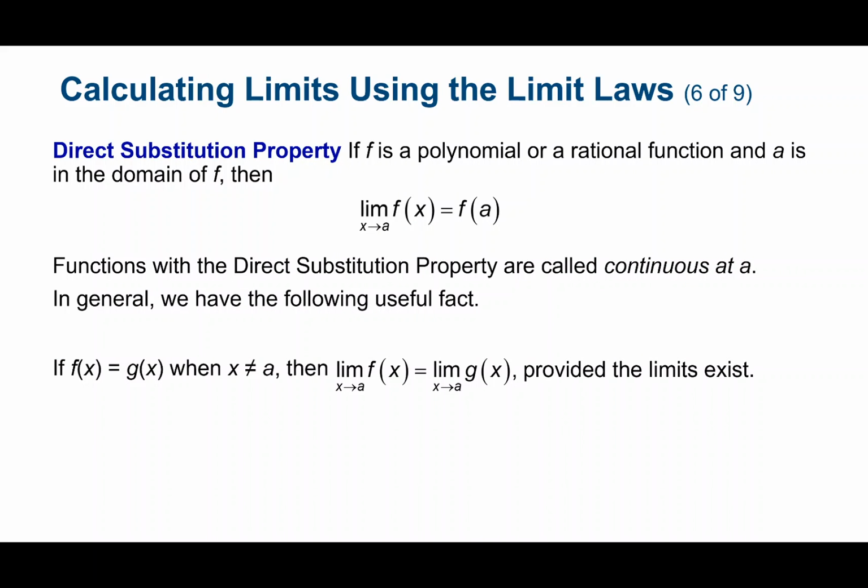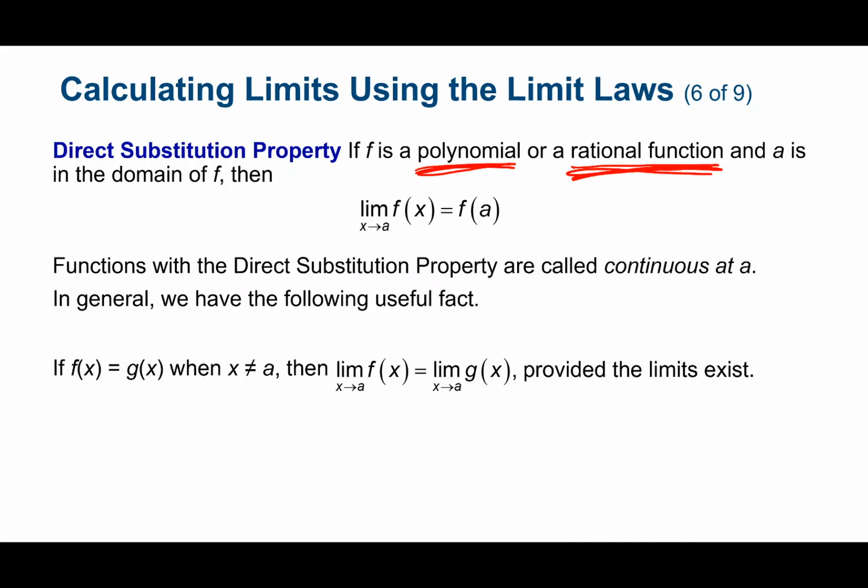That's this property. You take all of our limit laws that we've looked at, put them together, and we get this property. This says if f is a polynomial, so this applies to any polynomial. Polynomials are just when we have coefficients with different powers of x added or subtracted together, which is a lot of functions. Or we have a rational function. What's a rational function? That's when we have one polynomial over another polynomial. And then a is in the domain of our function.